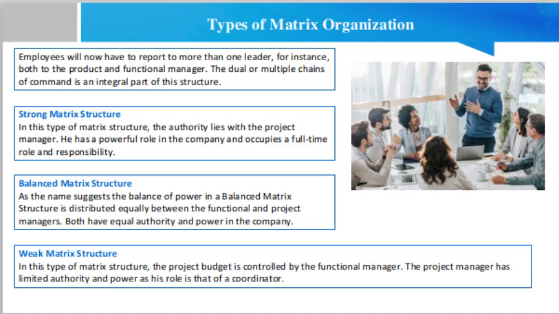The multiple lines of authority lead to conflicting guidance and information. Several projects result in problems with resource allocation and project priorities. It is not easy to evaluate the performance of the employees when they are working on different projects simultaneously. As more managers are employed, the matrix organization is more expensive than the traditional one.